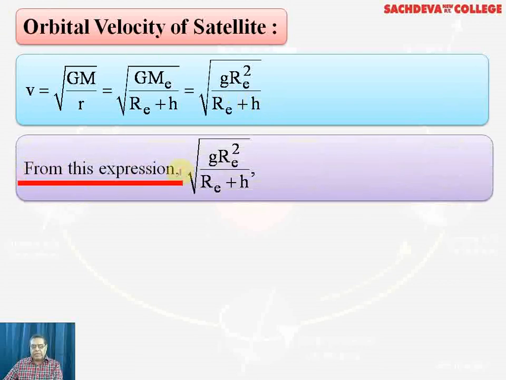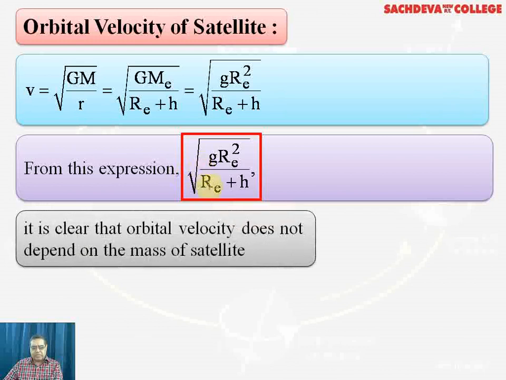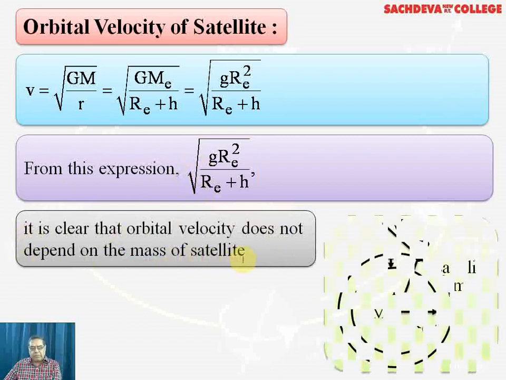Now from this expression, that is g Re square over Re plus h, it is clear that orbital velocity does not depend upon the mass, because mass is not involved in the final formula.